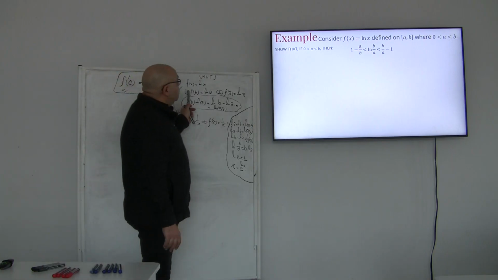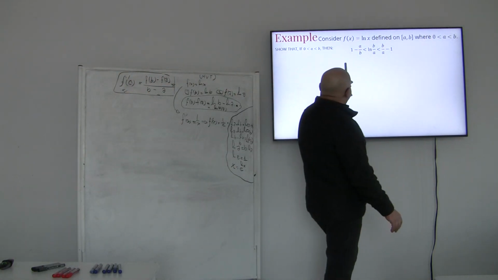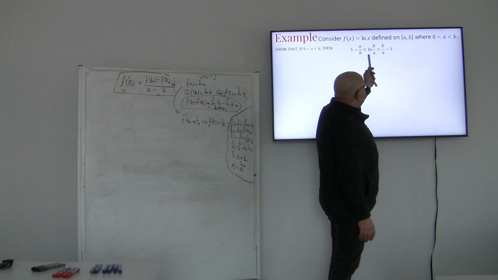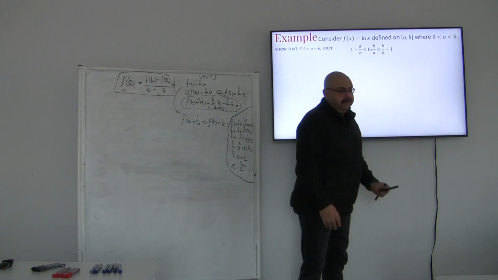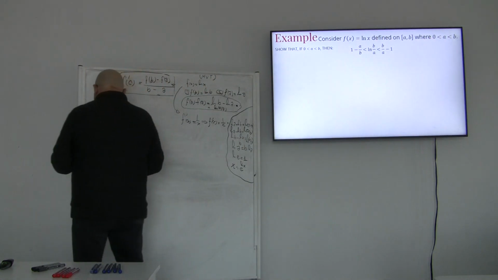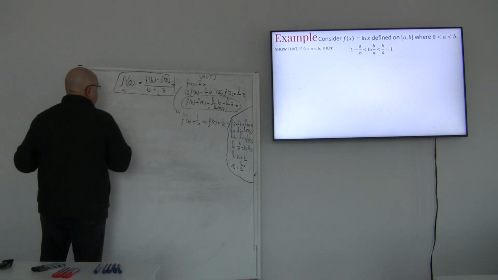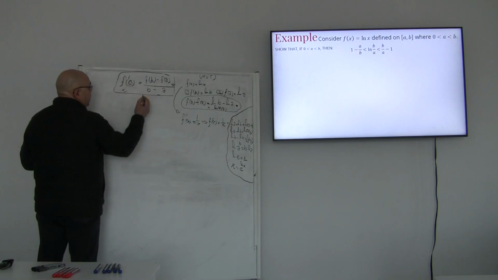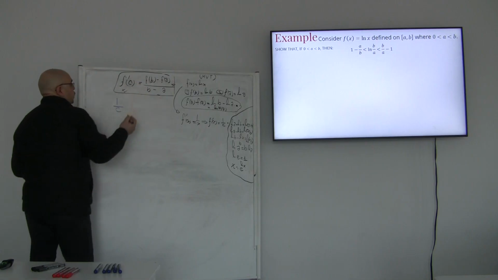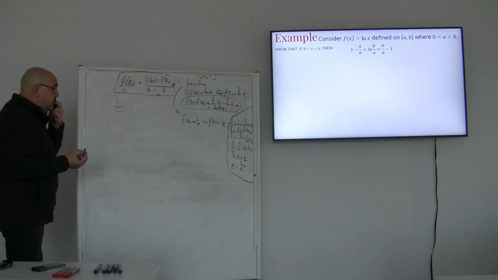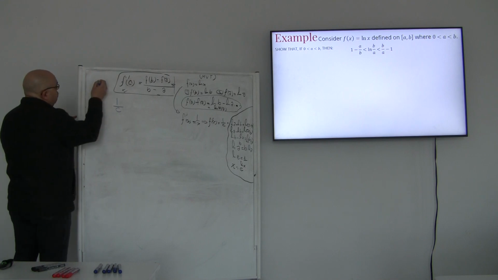This is the application. I need to prove that ln b over a satisfies some inequality of some type. So I will start from here. Let's make a substitution. If I make a substitution, I have f dash of c, which is going to be 1 over c. From the definition of the MVT, c is just a scalar value in between the values of b and a.